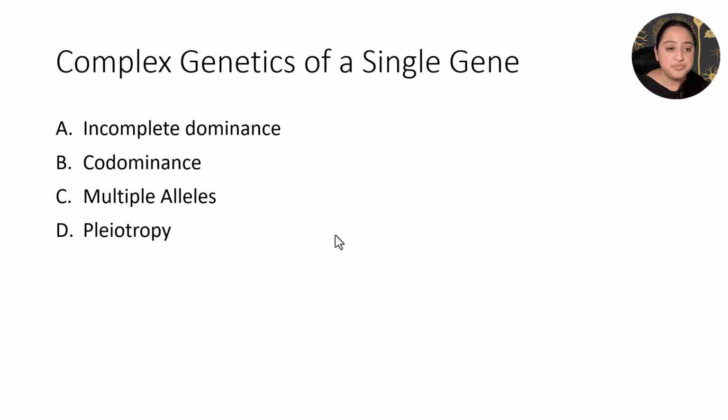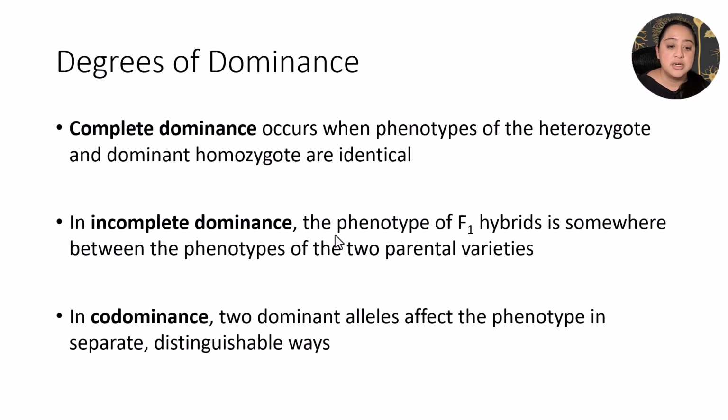So the first case, what we learned about with Mendelian genetics, is called complete dominance. One completely masks or covers the other. Like the purple flower color always overshadows the white flower color, right? That is complete dominance, which occurs when the phenotypes of the heterozygote and dominant homozygote are identical.